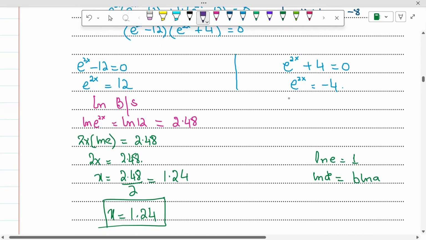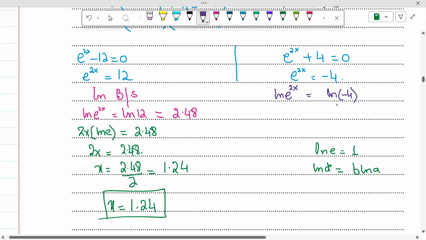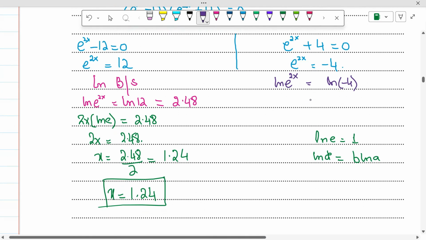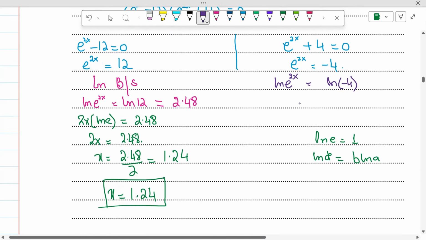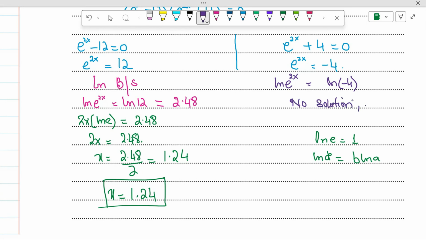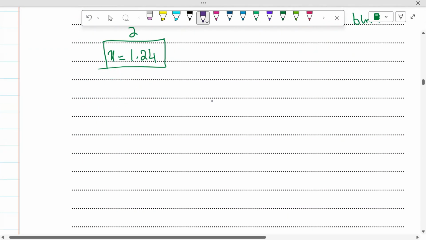For the other equation, we will take ln on both sides. So ln e^(2x) is equal to ln of negative 4, and the ln of a negative value doesn't exist, so we will not find any solution. So, no solution. So we will have only one solution, which is x equal to 1.24, and this is the only solution.